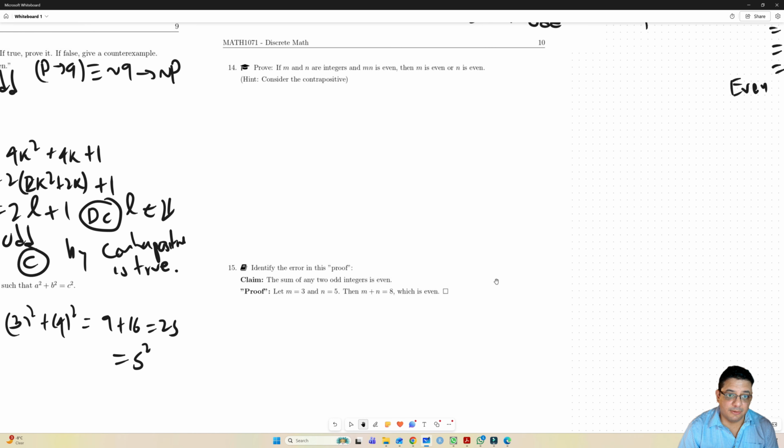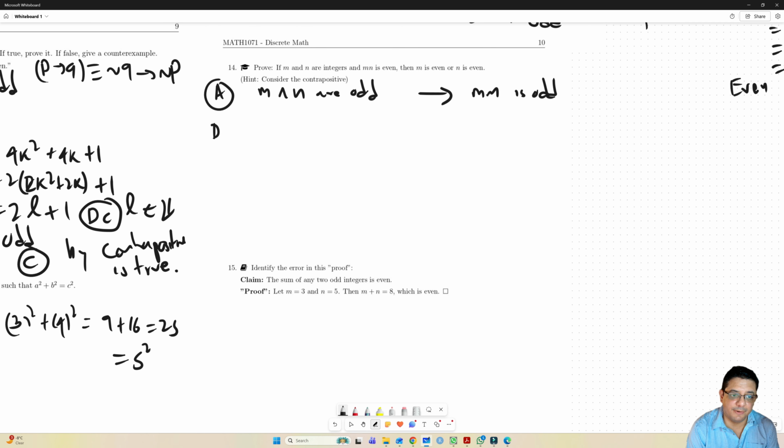Now, for question 14, we want to prove: if m and n are integers and m times n is even, then m is even or n is even. So this is kind of hard to do this way, and once again, we're going to use the contrapositive. The contrapositive will be: if m and n are both odd, and this will be my assumption, step 1, then I want to prove that m times n is odd.